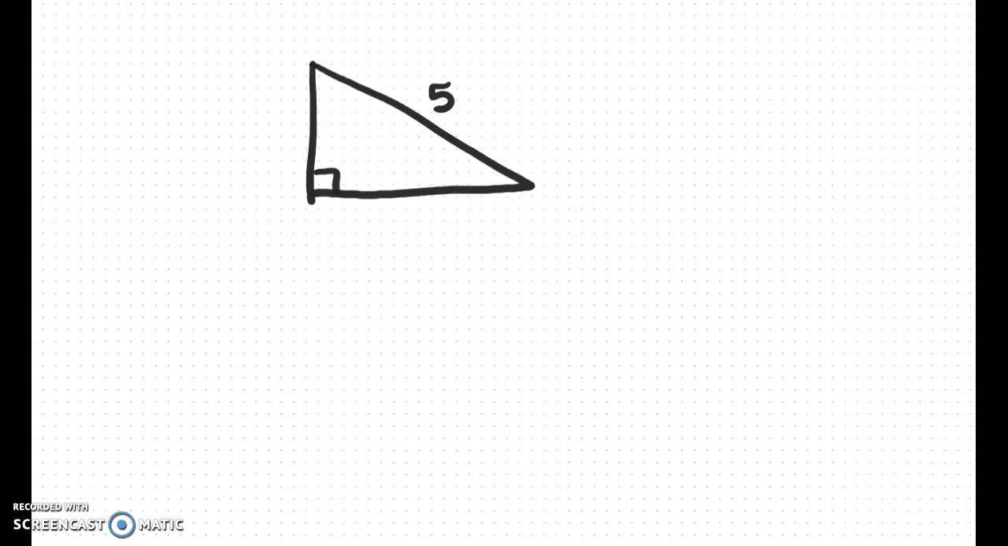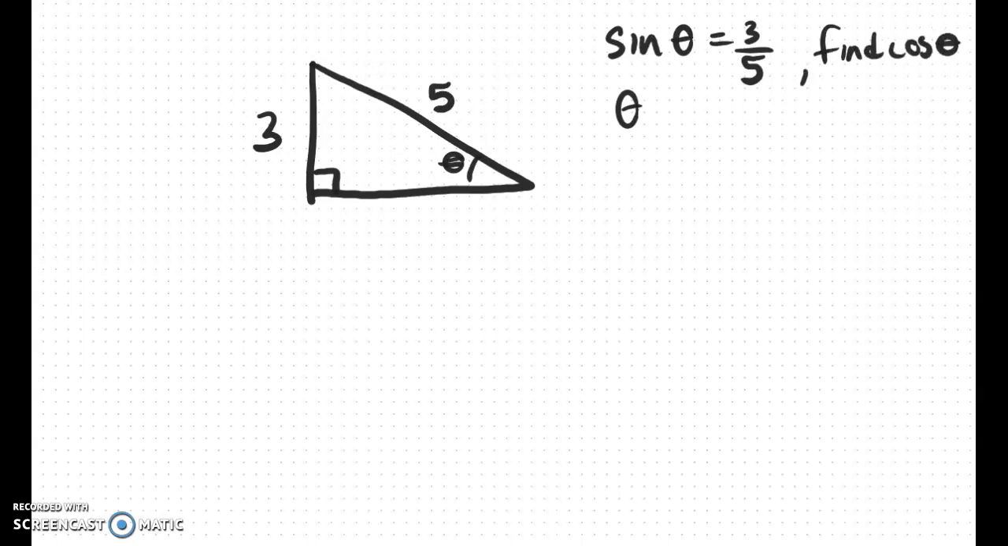And so an example that would use this definition could look like this. So let's say we have this problem, and we have a triangle, and it says that the sine of theta is 3 over 5, so same as the previous problem, and that we want to find the cosine of theta, and it will usually tell you where the angle is.